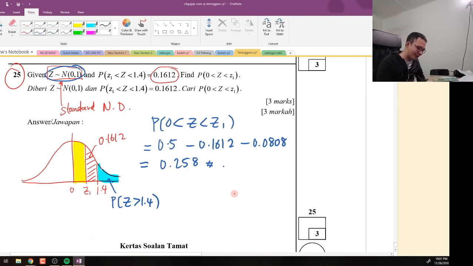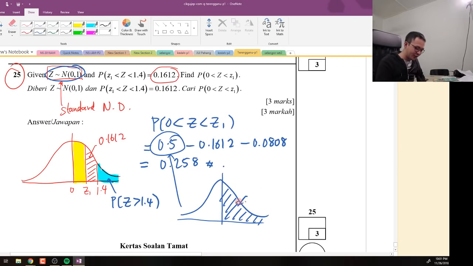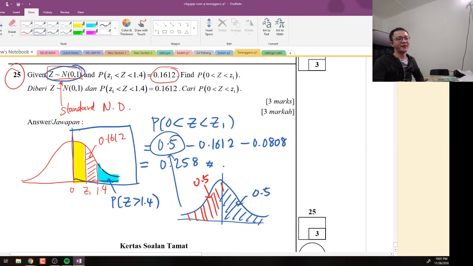Okay, how does the 0.5 come from? You should know in the bell shape over here, half of the area is 0.5, because the other half of the area will be another 0.5 as well. So just now I was only taking this half. So therefore it's 0.5.